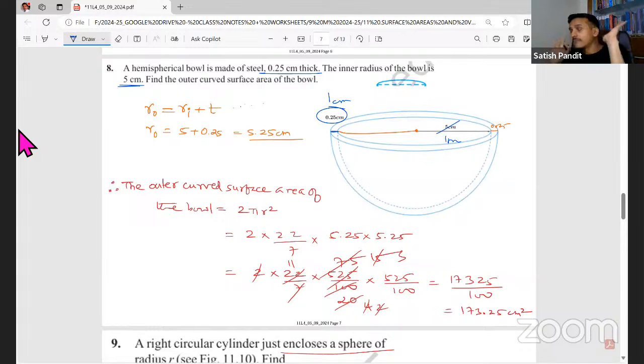So the diagram is the same. In the given question, it says a hemispherical tank is made of an iron sheet 1 centimeter thick. Inner radius is 1. Find the volume of iron to be used to make the tank. Maybe I'll take this picture.